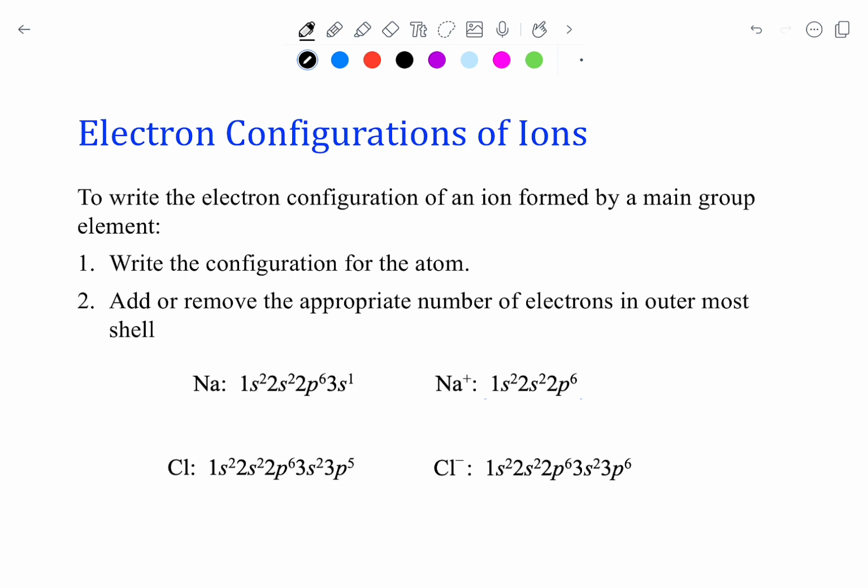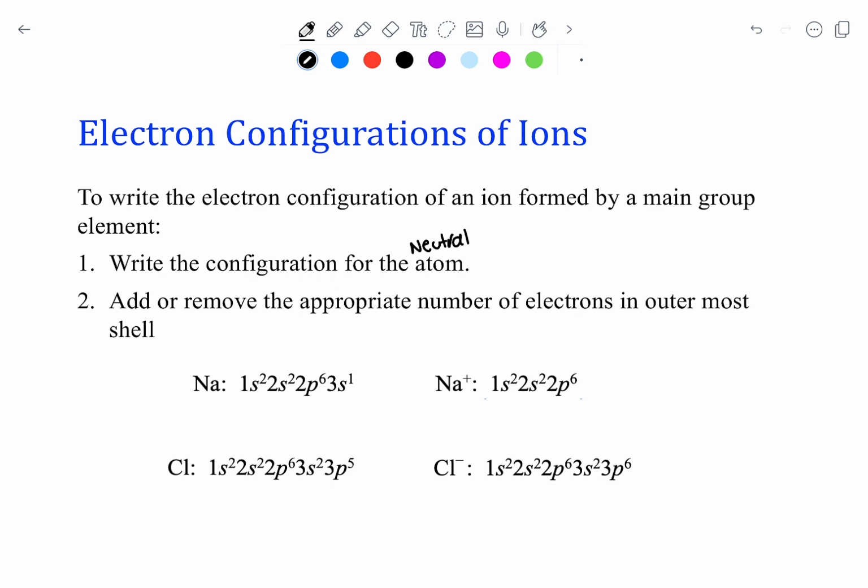To write the electron configuration of an ion formed by a main group element, we first want to write the configuration for the atom, and I'm going to add a note there that it should be the neutral atom, as you find it on the periodic table.